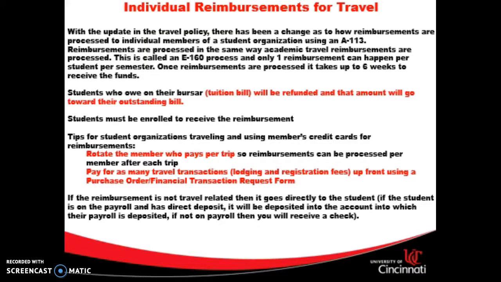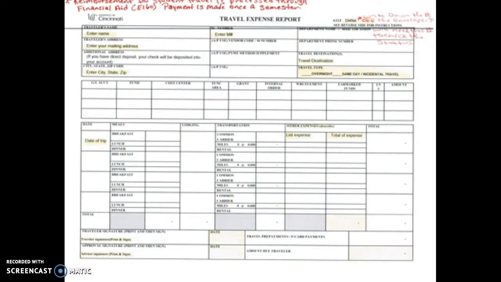For individual reimbursement, we must reiterate that each student can only be reimbursed for travel one time per semester. This is a copy of the A113 travel form for reimbursement.